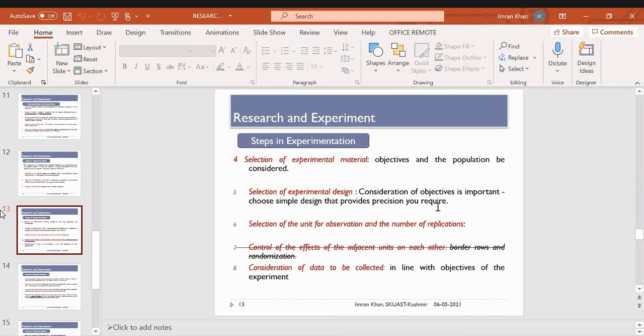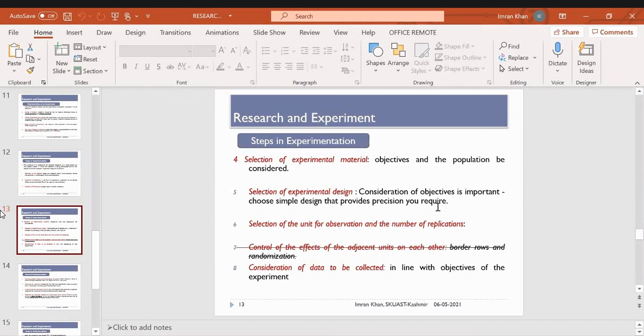Now, if you take, for example, humans, in humans, whether it's on females, whether it's on males, whether it's on infants, whether it's on young children, whether it's on adults, whether it's on older people. So that will comprise your experimental material.